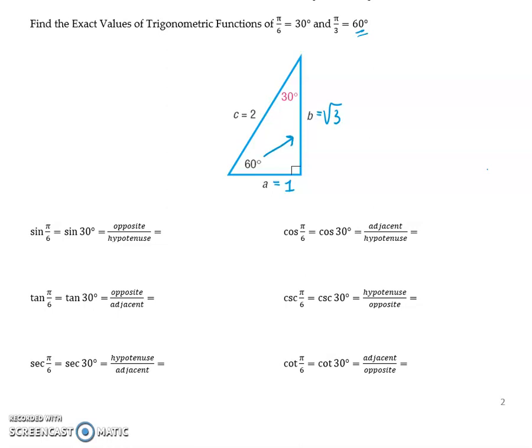And if we go straight across from our 60-degree angle, the radical 3 now becomes our opposite side. 2 is still our hypotenuse, because that's across from our 90-degree angle. And this time, this value of 1, this is going to be our adjacent side. So go ahead and try finding the 6 trig functions using 60 degrees. Try those on your own and include those in your notes.